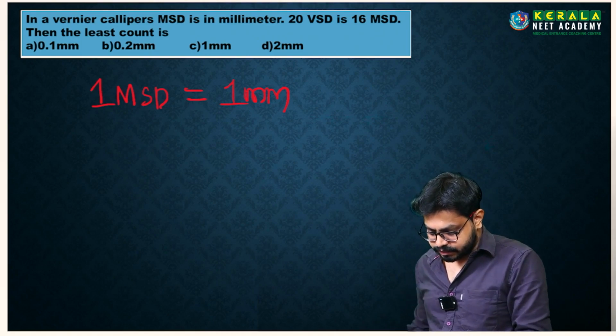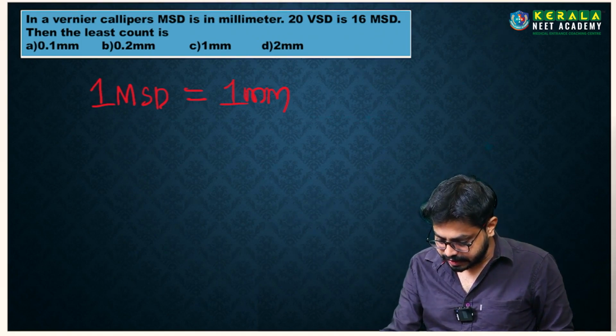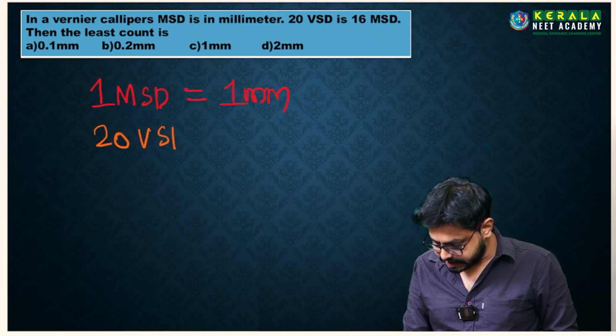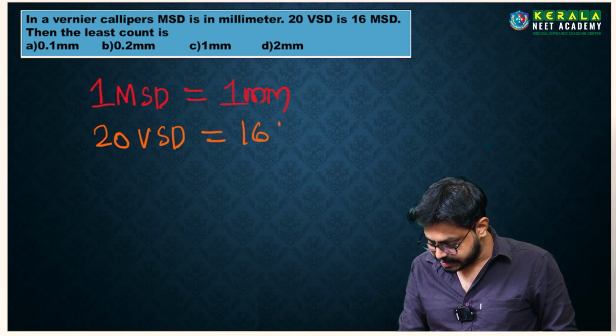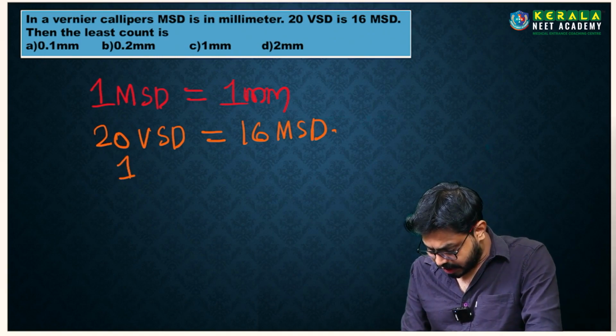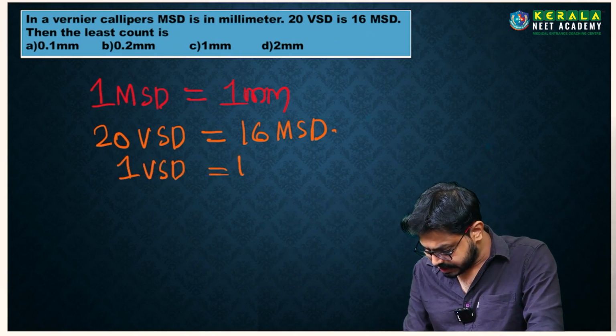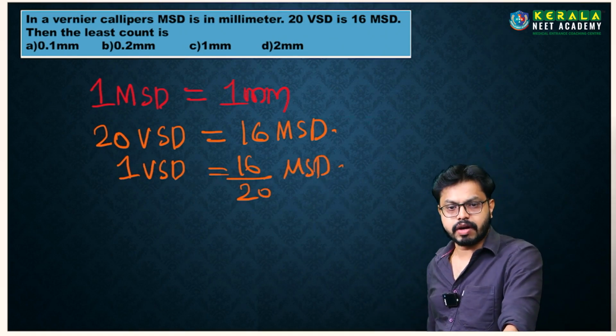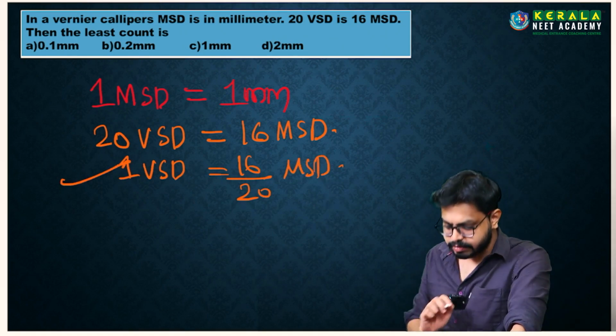Next, what is given? 20 VSD is equal to 16 MSD. Then 1 VSD is equal to 16 by 20 MSD. Correct? 1 VSD is equal to 16 by 20 MSD.